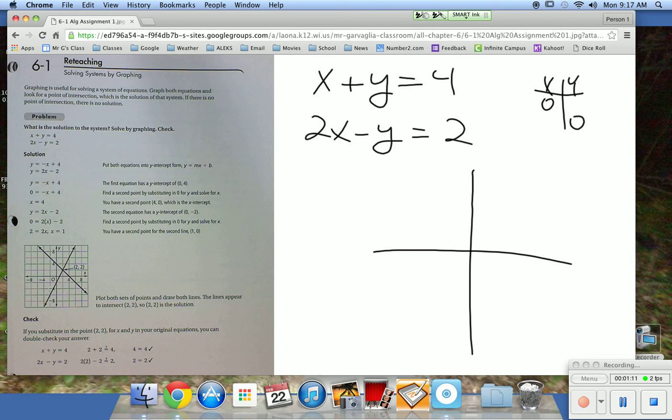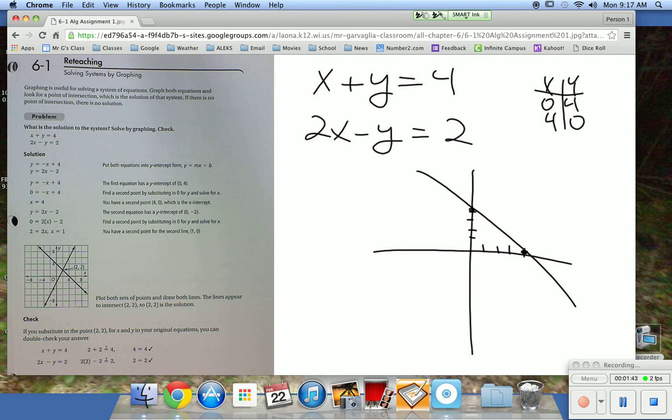If x is 0, what's y? 4. Do you see that? If x is 0, then y equals 4. Pretty easy, right? And if y equals 0, then x equals 4. So we can graph our first equation pretty quickly. 1, 2, 3, 4, 1, 2, 3, 4. There are my dots. There's my line.